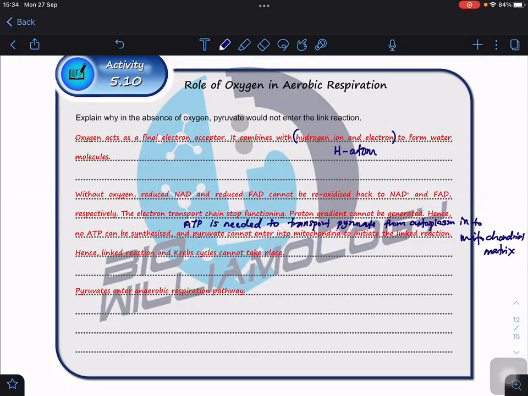Okay, there is no point we move the pyruvate into the mitochondria. Why? Because without the NAD and FAD, link reactions cannot be initiated. The Krebs cycle also cannot take place. The reason is because NAD cannot be generated, or it cannot be regenerated. So it means that pyruvate has to stay in the cytoplasm for the anaerobic respiration pathway. So it depends on the yeast or the mammalian cells. Are you clear? Okay.